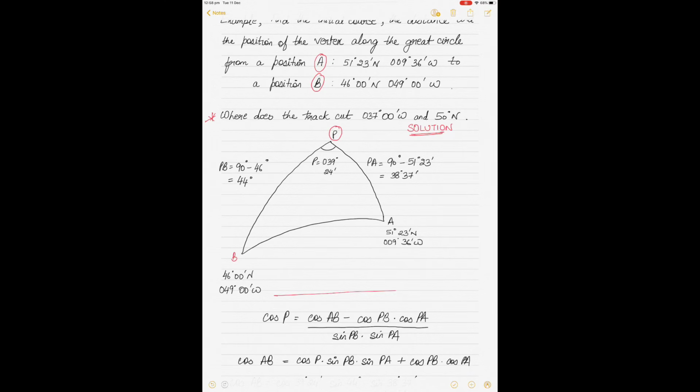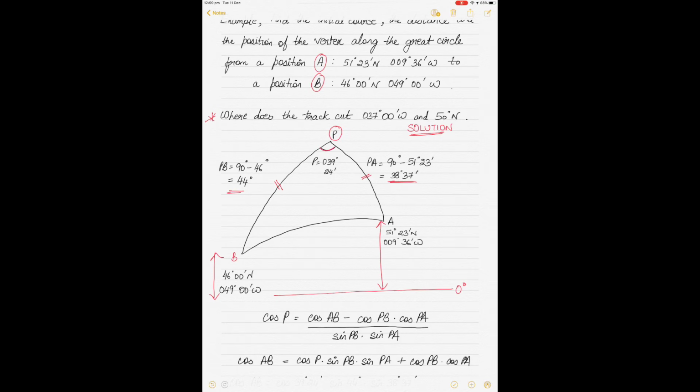If latitude A is located from the equator at 51 degrees 23 minutes, then PA, or the distance from the pole to the latitude, will be 90 minus 51 23, which is 38 degrees 37 minutes. I know the approximation is not very accurate here, but just bear with the diagram. The second one is again B. B is about 46 degrees from the equator, so PB would be 90 degrees minus 46, which is 44 degrees here.